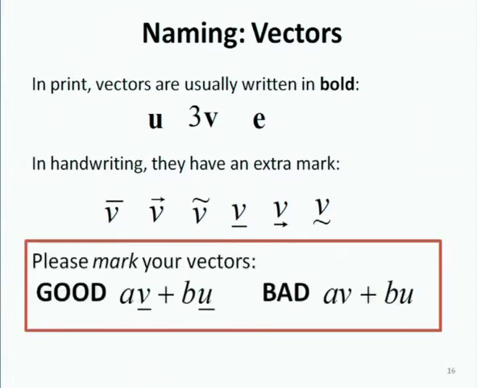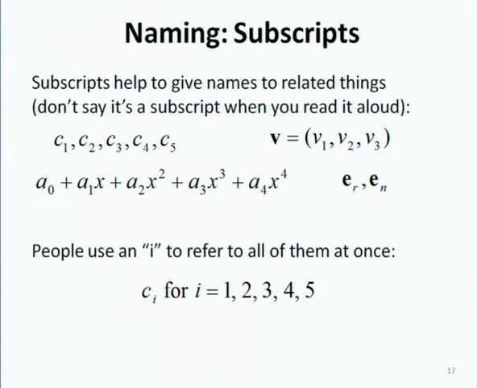But I would say please, please, please mark your vectors if you're writing for a mathematician. It's good to say a underline v plus b underline u, but it is bad to say av plus bu, because it's difficult to tell which of these are vectors and which of them are numbers. So please mark your vectors because it really annoys people if you don't. And annoyed markers are less generous, right? So please do that if you have to write vectors. That's good, that's bad.